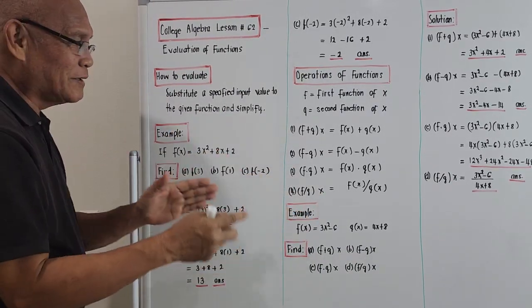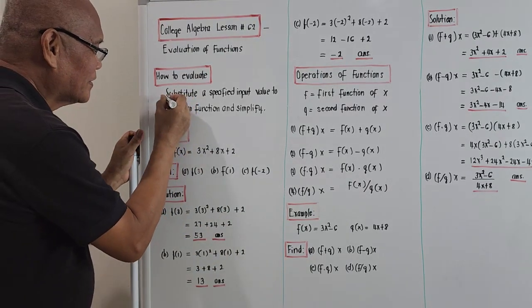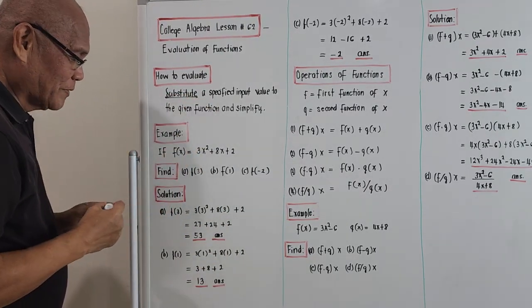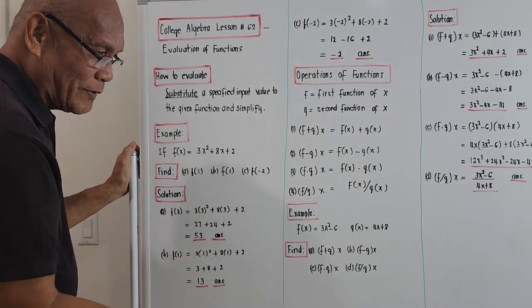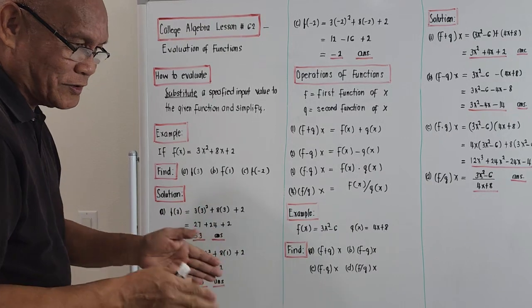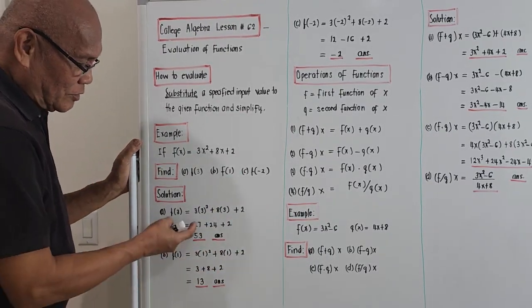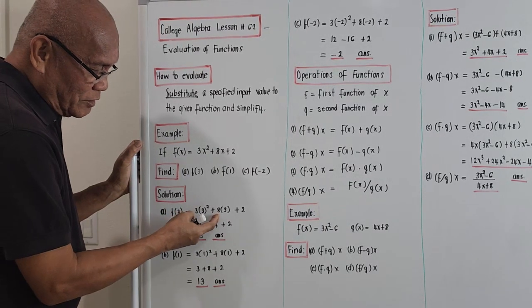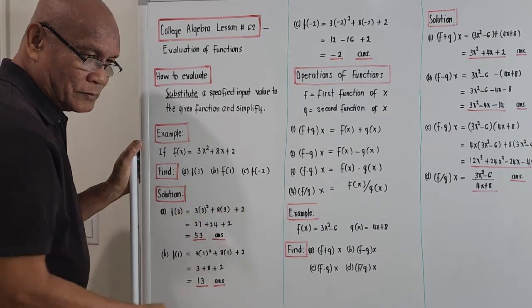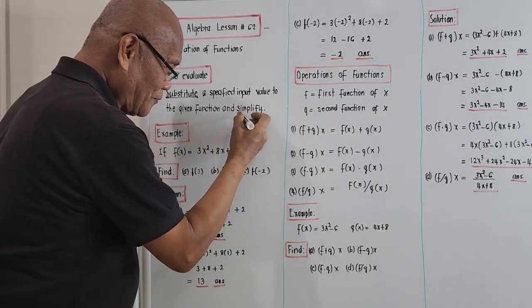So substituting, the root word here is substitute, right? So we'll follow the given function, we'll substitute the value of x, as simple as that one. That's why it is a direct substitution problem. No big deal about it. So it will be 3 times 3 squared plus 8 multiplied by 3 plus 2. Then the last part, simplify. As simple as that one.